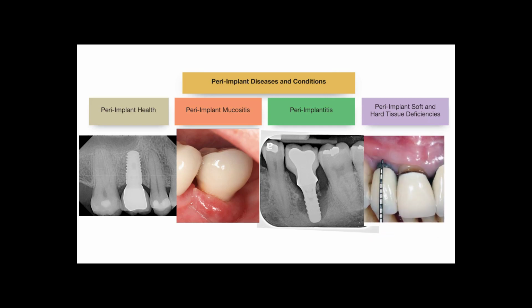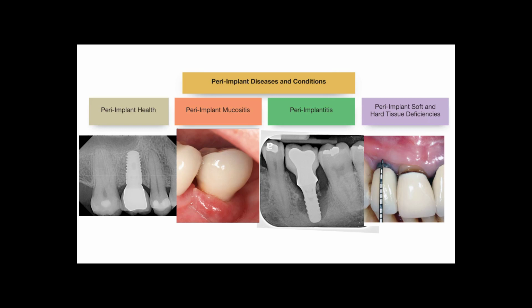Peri-implant soft and hard tissue deficiencies. So following tooth loss, bone resorption is just naturally going to take place. And so sometimes that'll result in hard tissue deficiency. Some patients actually require some implanted bone before they can have an implant placed. You'll learn more about this in Chapter 9 as well.